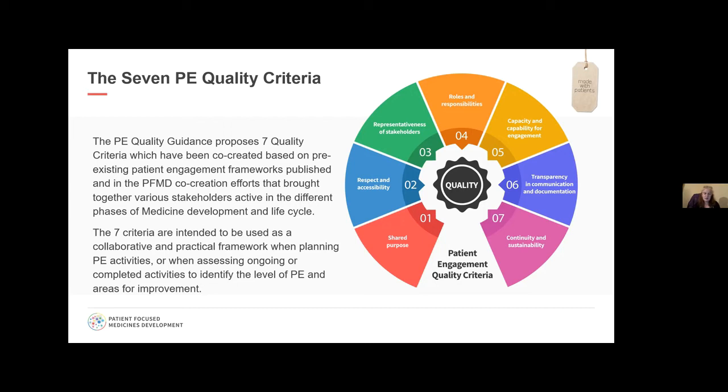The aim is to use these criteria as a collaborative and practical framework when planning your patient engagement activities. Creating a sustainable patient engagement strategy before designing your trial seems appealing to me as a patient because it can potentially help to prevent bottlenecks and save time, energy, and expense for all involved.